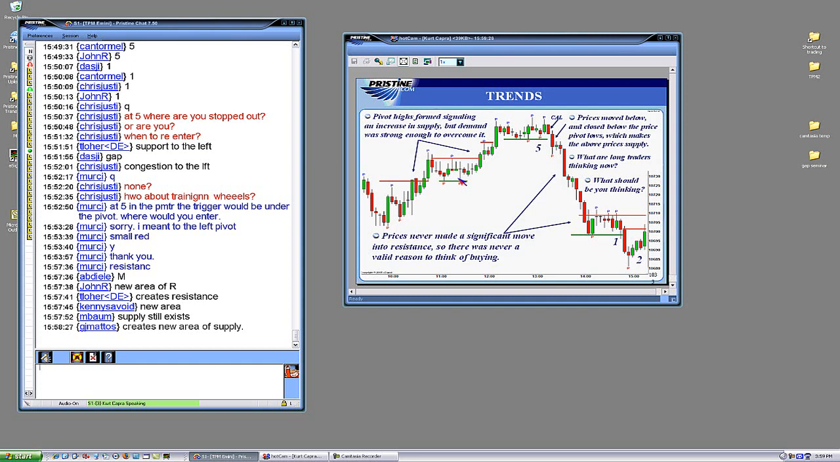So when you look at a PBS and you say, well, I'm going to take the PBS, but then you get out at the prior high for fear of it turning into a double top, well, don't do that. Because for the trend to continue higher, we are going to, by definition, take out that pivot high.